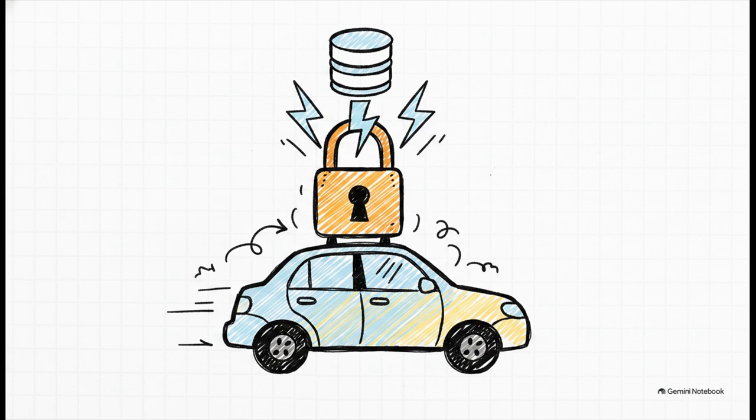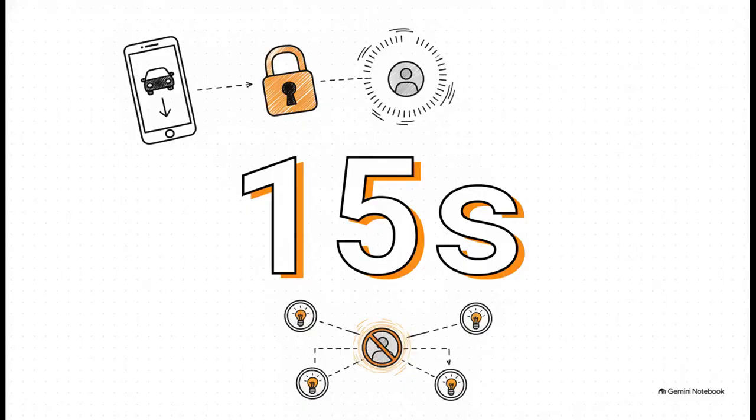Now, compare and swap sounds complicated, but it's simply a strict database rule that says, only update this driver's status if no one else has touched it since I last looked. These incredibly fast database operations guarantee that a driver's state is locked down instantly. 15 seconds. The instant an offer is sent to a driver's phone, that driver's ID is locked in the system with a time-to-live countdown of exactly 15 seconds. For that 15-second window, that driver is completely invisible to any other ride request on the network.